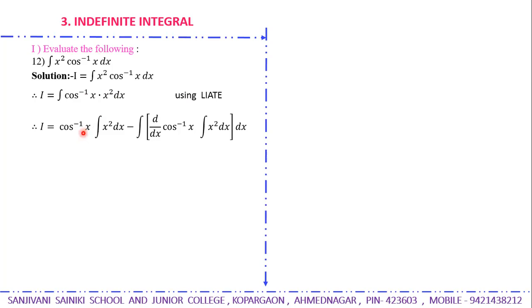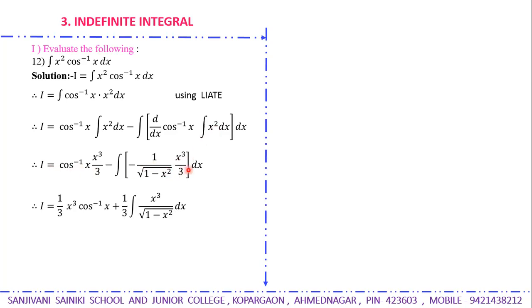Then using by parts, first function as it is into integration of the second function minus integration of derivative of the first function into integration of the second function. Now here the integration of x square is x cube upon 3. Derivative of cos inverse of x is minus 1 upon root 1 minus x square, and integration of x square is x cube upon 3.